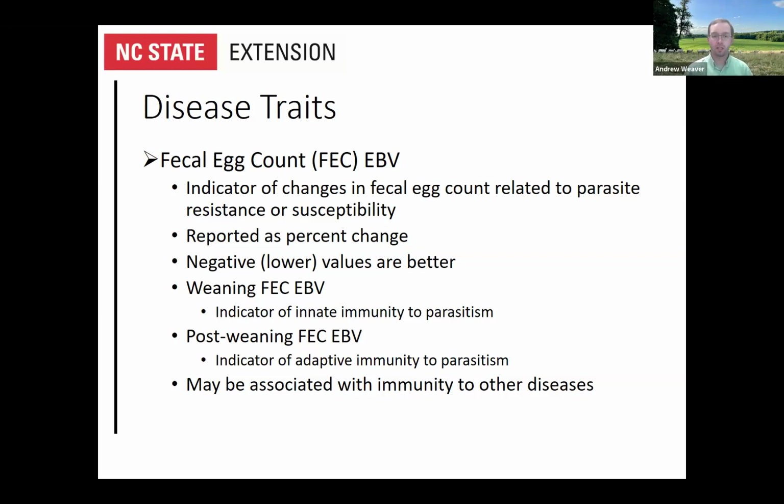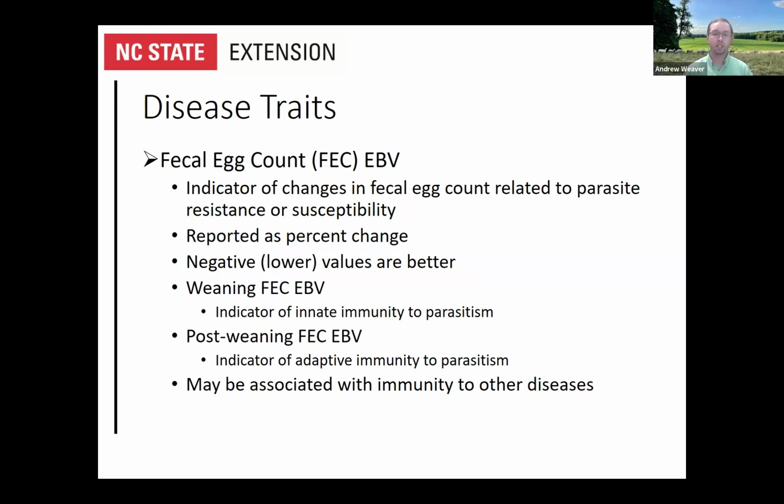It is reported as a percent change where negative, lower values are better. We want to reduce fecal egg count. We want to lower fecal egg count. By lowering fecal egg count, we are going to improve parasite resistance. We have a weaning fecal egg count that's more of an indicator of innate immunity, immunity early on in life. And then we have a post-weaning fecal egg count EBV that's more of an indicator of adaptive immunity.